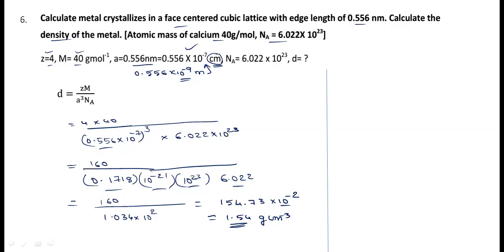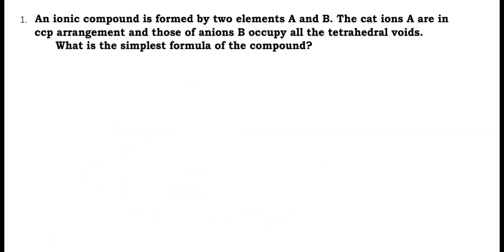Now we'll learn a few more problems on how to calculate the formula of a given compound with the particle information. It's very important for marks questions, so try to focus clearly. If you observe the question, an ionic compound is formed by two elements, A and B. The cations A are at CCP arrangement, and those of anions B occupy all the tetrahedral voids. What is the simplest formula of the compound?